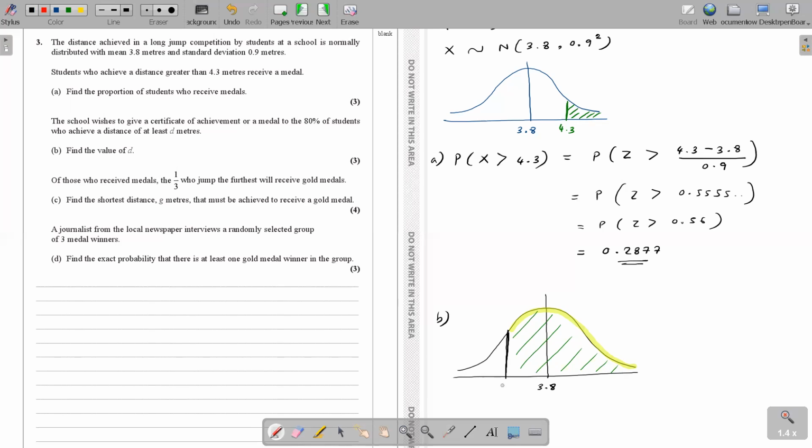So then that distance is D, it seems. That distance. Okay, the school which is to give a certificate of achievement to the 80% of the students who achieve a distance of D meters, at least D. Okay, so find the value of D. What is the area behind here? Behind D? I think this area is 80%. The area behind is 20%.